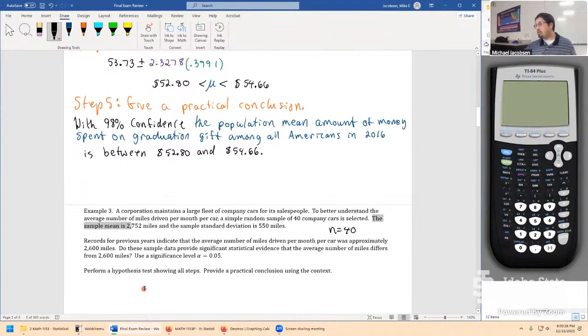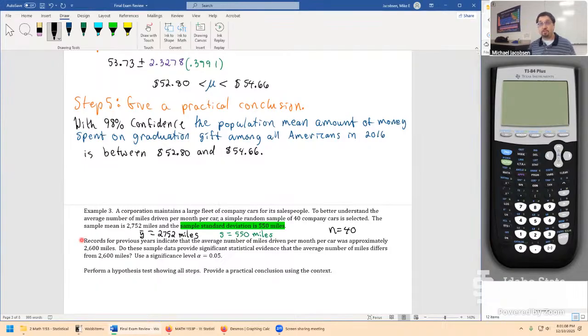So we have a sample mean, 2,752 miles. So Y bar is 2752. And the sample standard deviation, 550 miles. So that value for S is 550 miles. Let me put miles on both just as a reminder of the unit. Okay, so this is the context so far. A study's been done. They have a mean, they have a sample, but this is a hypothesis test. So something needs to tell us what that test will look like.